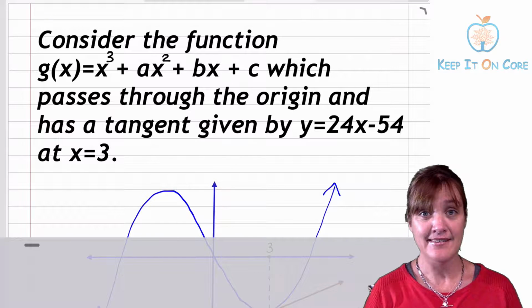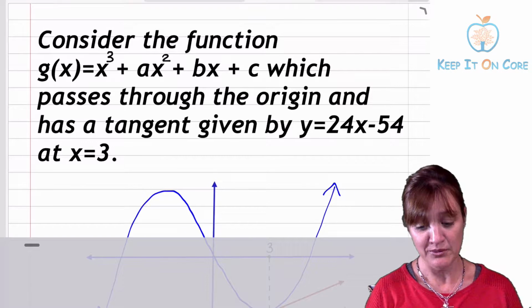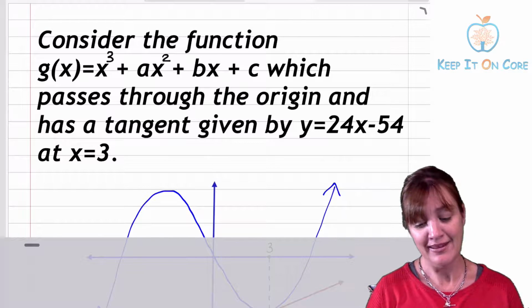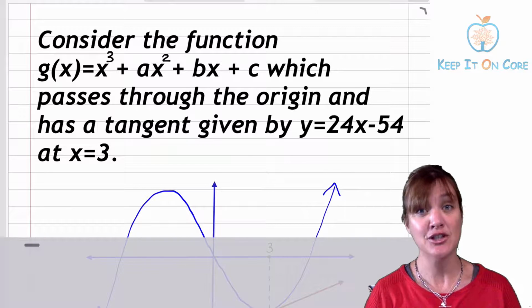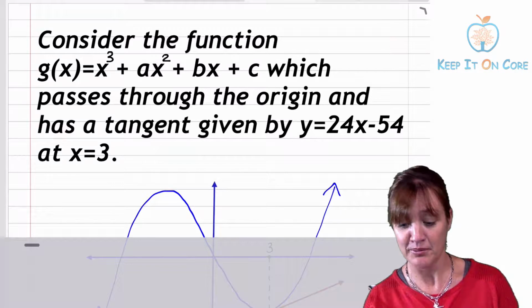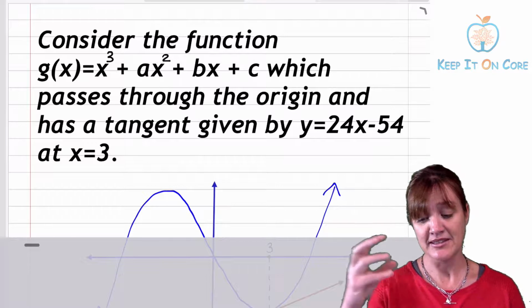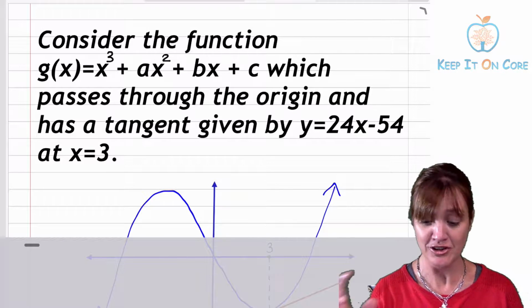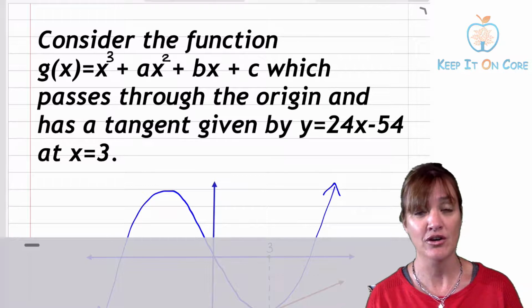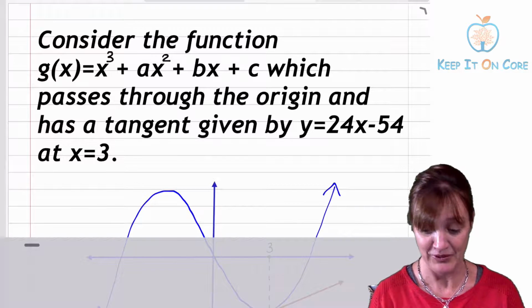Let's consider this example. We've got g of x, which is equal to x cubed plus ax squared plus bx plus c. Do you notice straight away that the coefficient of your x cubed term is already 1? We already know that. So we've shifted all the variables down a value, which means that the coefficient of your x squared term is now a, the coefficient of your x term is just b, and then your constant term is now just c, okay?